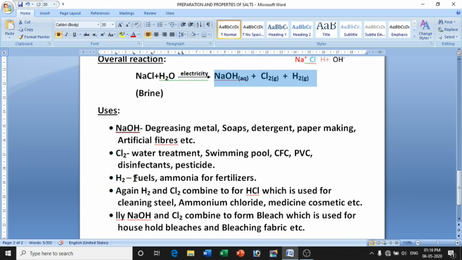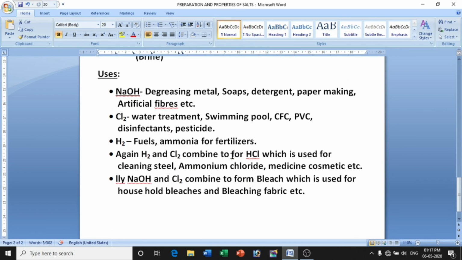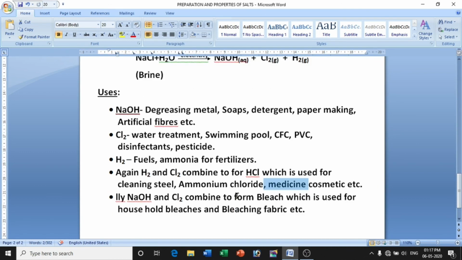Next, hydrogen is generally used as a fuel and for the formation of ammonia for fertilizers. Again, hydrogen and chlorine react together to form hydrochloric acid, which is used for cleaning steel, for making ammonium chloride, and for medicine and some cosmetic items. Similarly, sodium hydroxide and chlorine react and combine to form bleach, which is used for household bleaches and bleaching fabric.